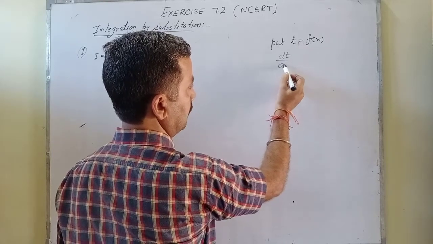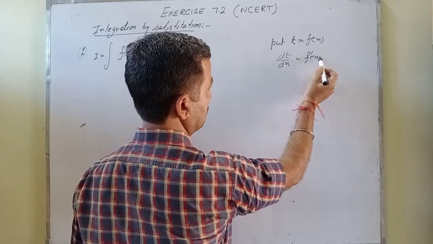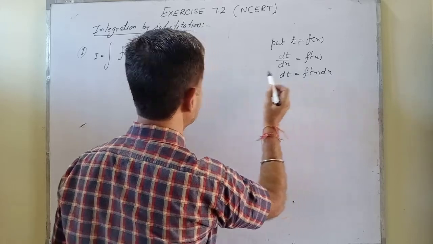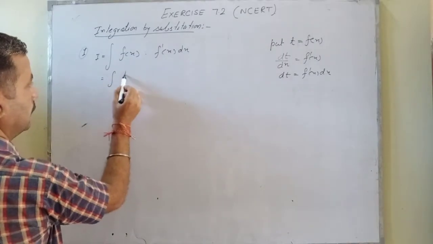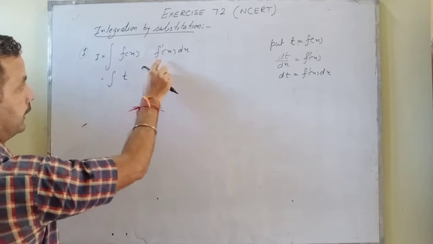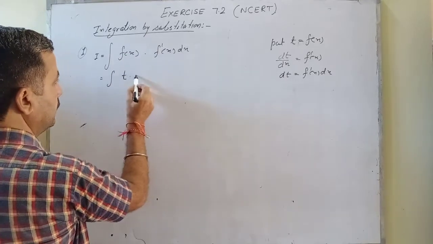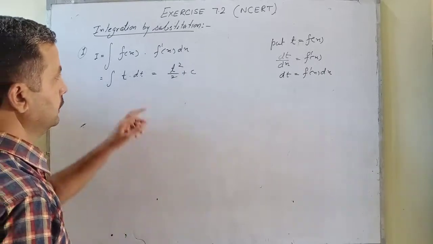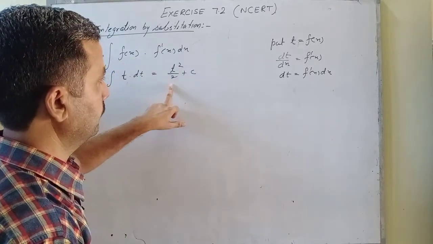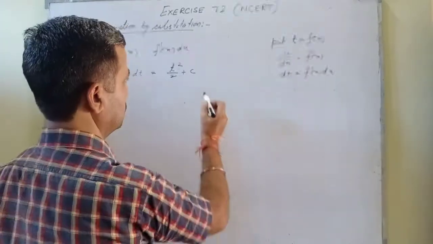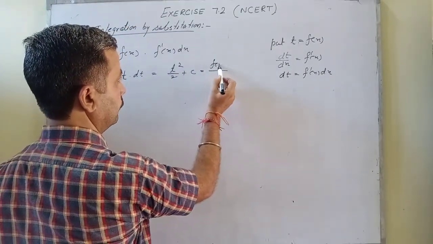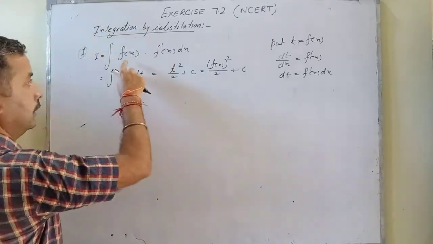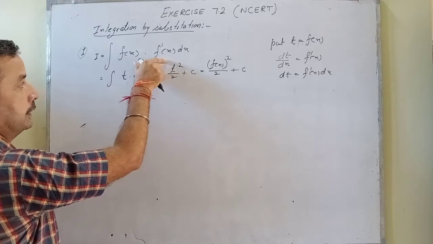So dt upon dx is equal to f dash x. Now we can write dt is equal to f dash x into dx. Then this integral becomes f(x) replaced with t, and f dash x into dx replaced with dt, which is equal to t square by 2 plus c. But as our question is in terms of x, our answer must be in terms of x, so we replace t with f(x). So the answer becomes f(x) whole square divided by 2 plus c. This is our first type, when a function with its derivative is given as the integrand.